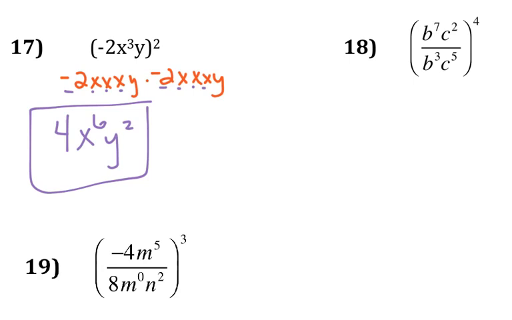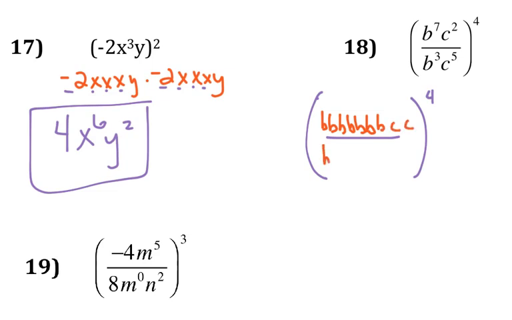Okay, number 18 is a combination of division and power of a power. So there's a lot of stuff going on. There's some easy ways to do this and some harder ways to do this. So I'm going to show you what I consider the easiest way to do a problem like this. First of all, look inside your parentheses and ask, is there anything that I can simplify within the parentheses? So just clean up what's inside your parentheses first, and then we'll worry about that exponent outside in just a minute. So inside, I'm going to have b to the 7th times c to the 2nd over b to the 3rd times c to the 5th.